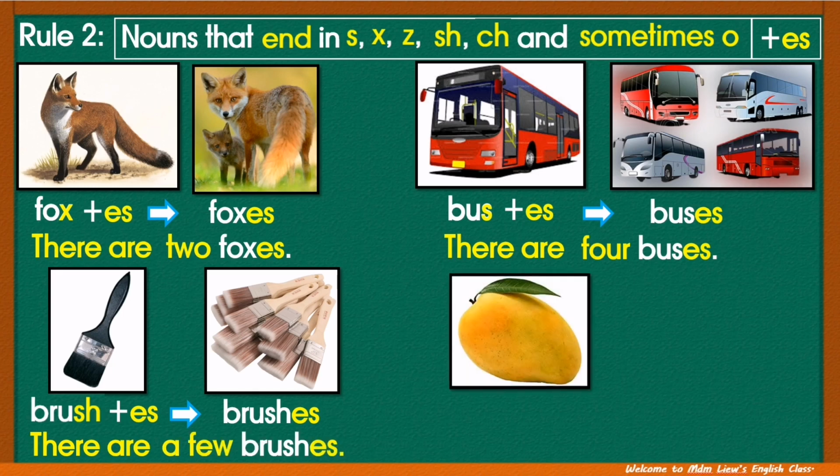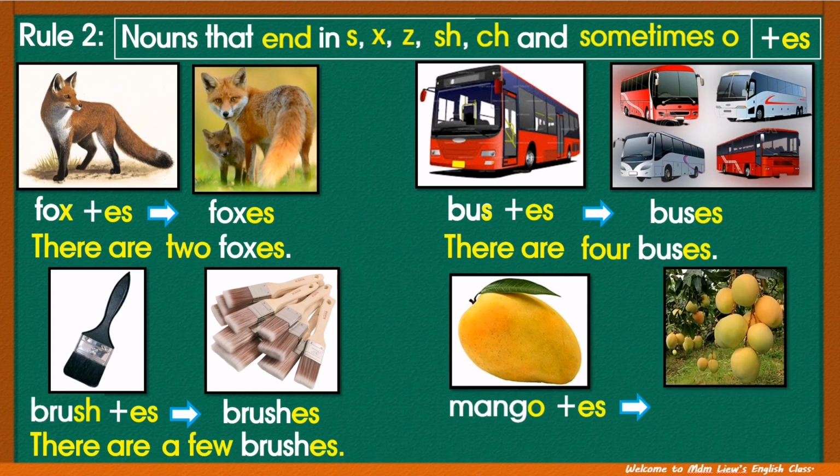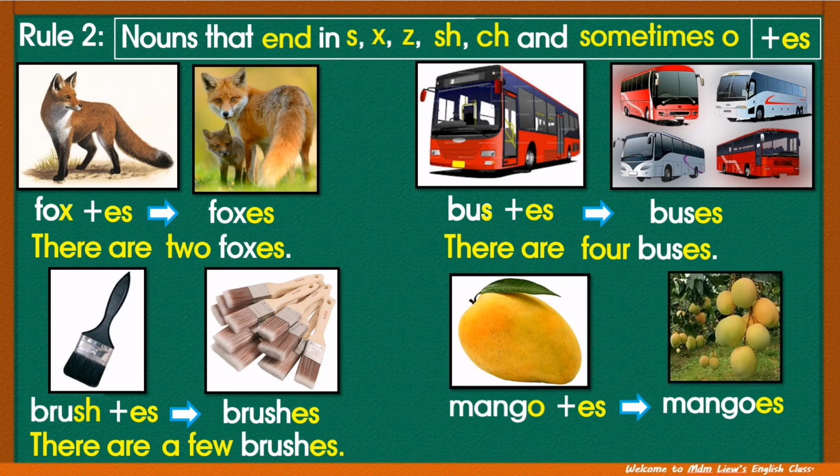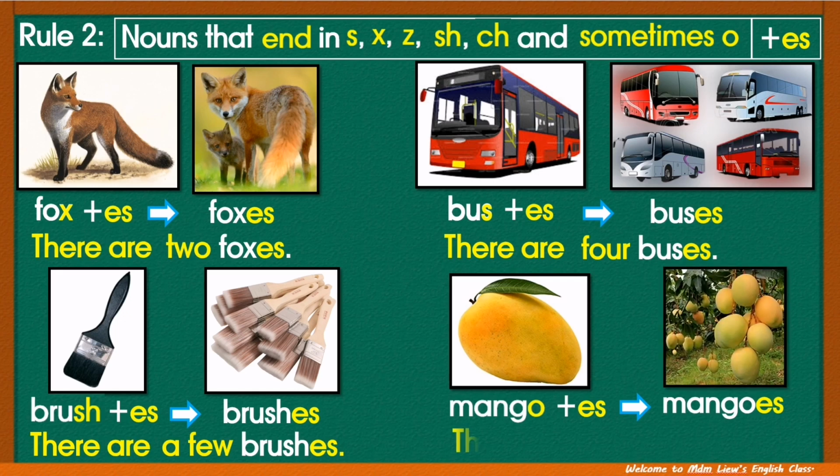Next, what is this? Yes, mango. The noun mango ends in O, so add ES to make it plural. It becomes mangoes. To write the sentence in plural, start with there are, followed by the quantity many, then the plural noun mangoes. There are many mangoes.